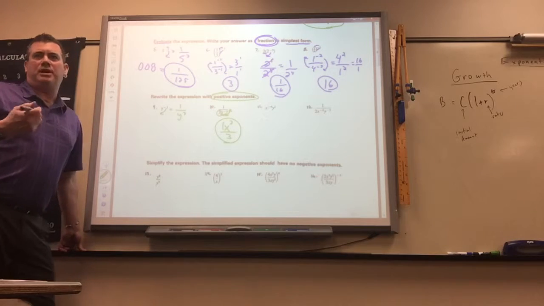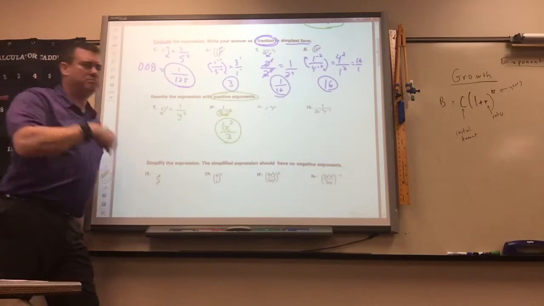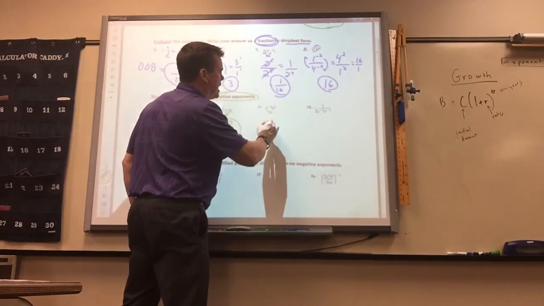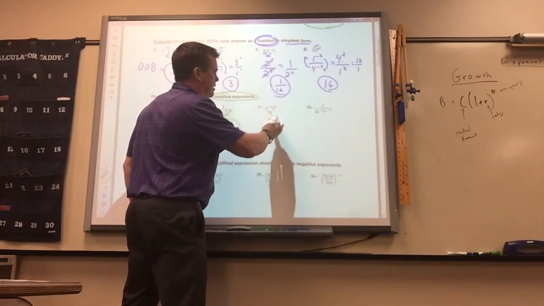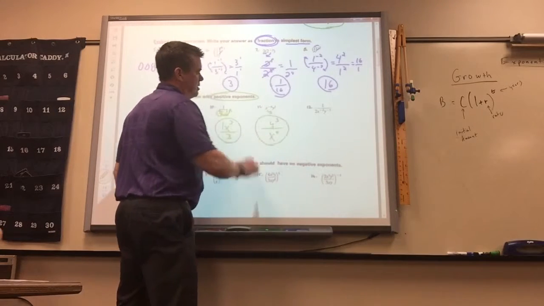So 11, the only thing you gotta do is what? Put the X to the 4th on the bottom. Yep, move this down. So the Y to the 3rd stays on top, this moves to the bottom, and that's all you can do.